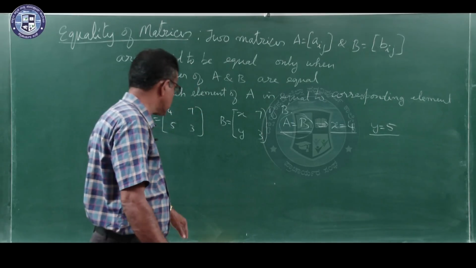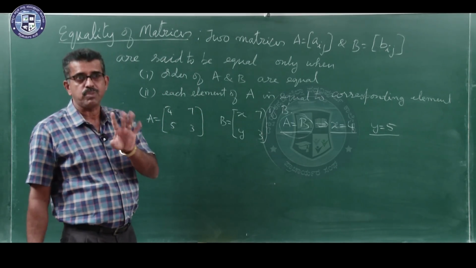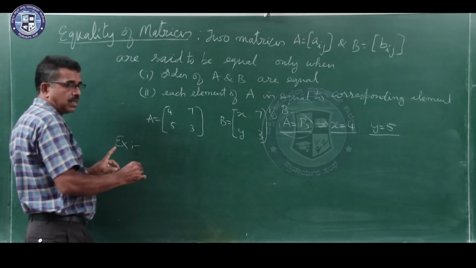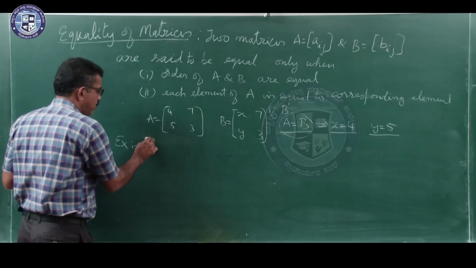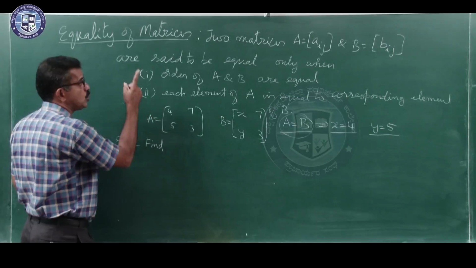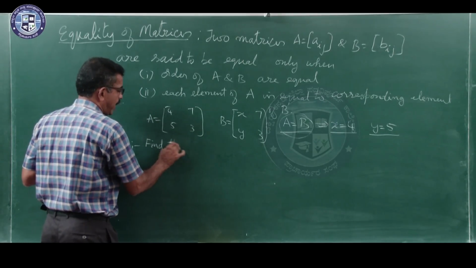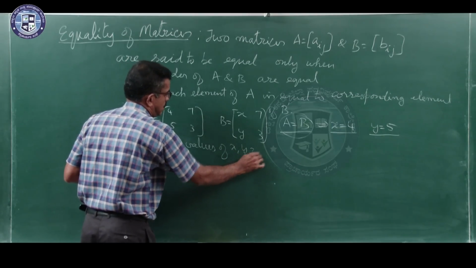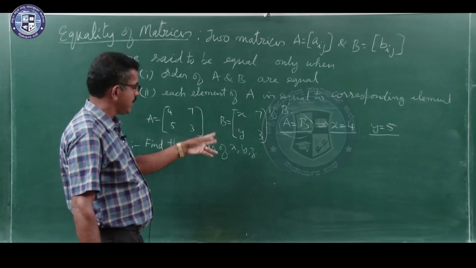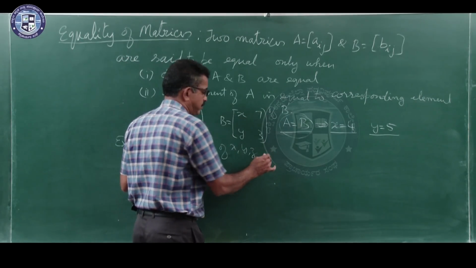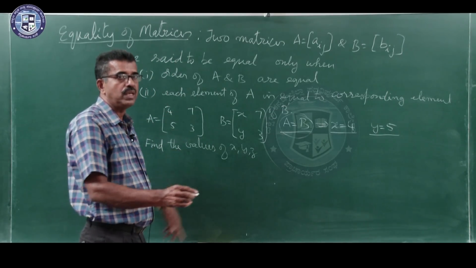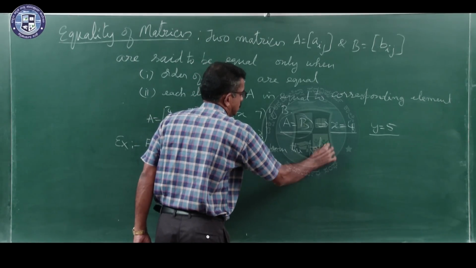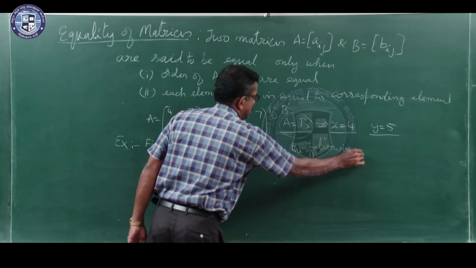So, let us discuss a few simple examples which are likely to be asked in examination, like those found in the NCERT book. Find the values of unknowns based on equality of matrices. Find the values of unknowns x, y or x, y, z, as many unknowns as there are, in the following cases. I'll give you two problems.